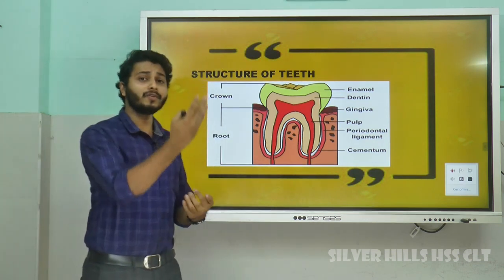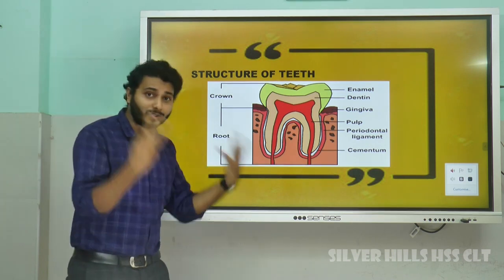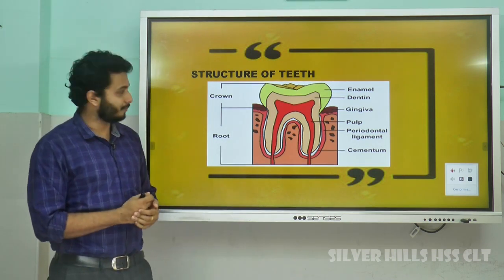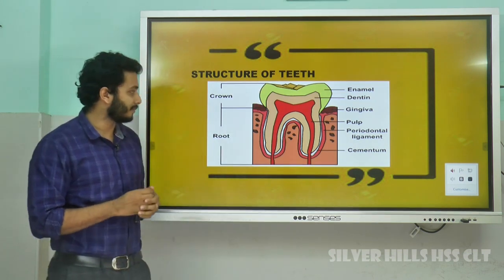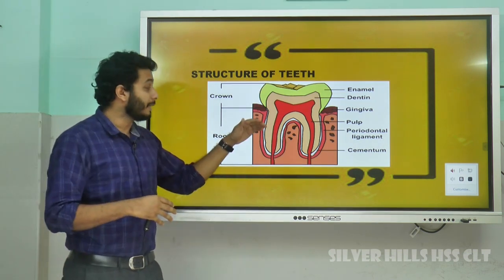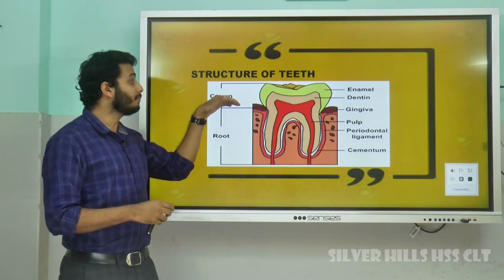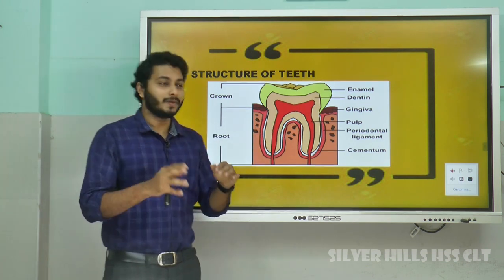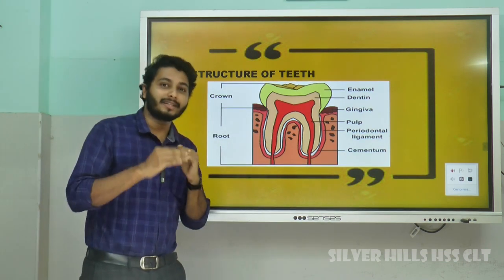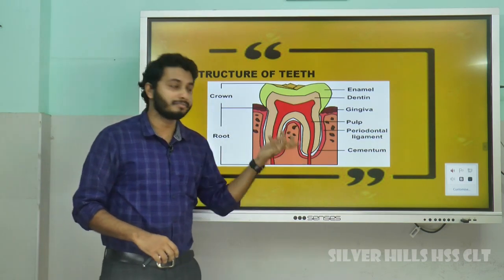The exposed part of the teeth is called the crown. The part which is seen above the gum is called the crown. The part which is seen beneath the gum is termed as root. The part in between the crown and root is the neck. So here the teeth is divided into three distinct zones or regions: the crown, the neck and the root.